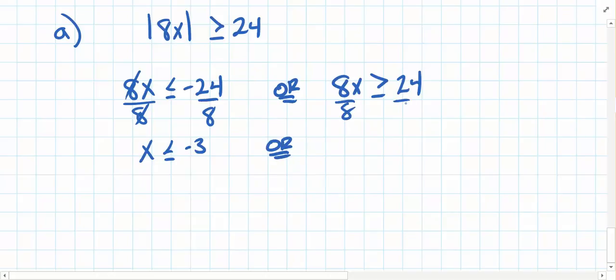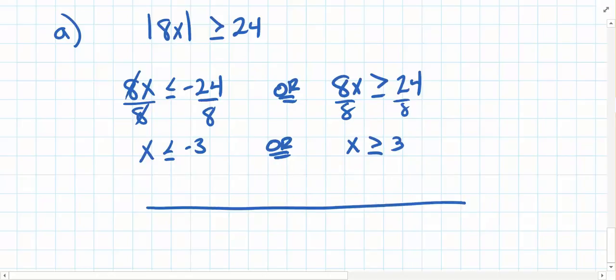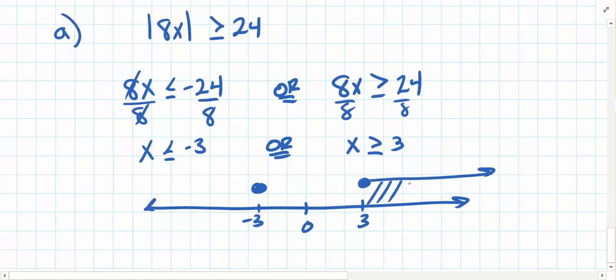Positive 3. So on my graph, I'm going to have 0. I'm going to have positive 3. I'm going to have negative 3. I'm going to have closed dots above each of them because they are both included. And I'm going to shade to the right of 3 and to the left of negative 3. So if I pick any one of those x values that's either less than negative 3 or greater than 3, it should make that absolute value inequality true.